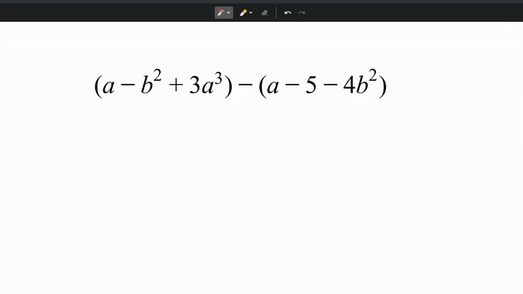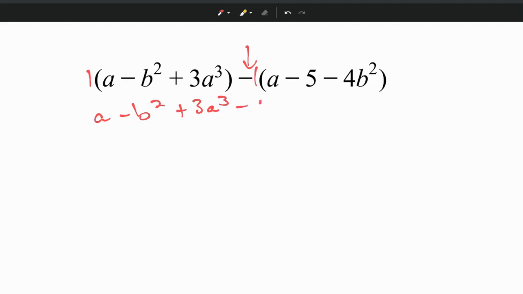Okay, for our next example, we have a minus b squared plus 3a cubed minus, so it's the same as the one before, except we have this minus right there, so we have to take care of that. This is like having a 1 in front, so that's simply still just a minus b squared plus 3a cubed. But this is like having a negative 1, so remember everything on that side of the parentheses goes to the opposite. So minus a plus 5 plus 4b squared.